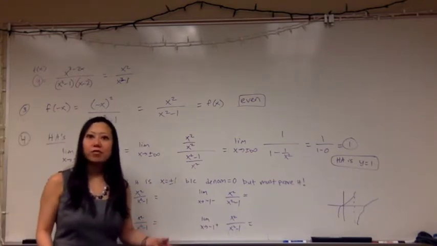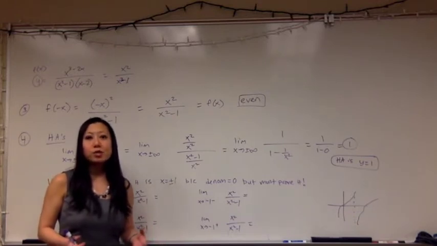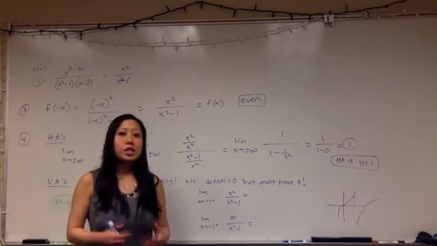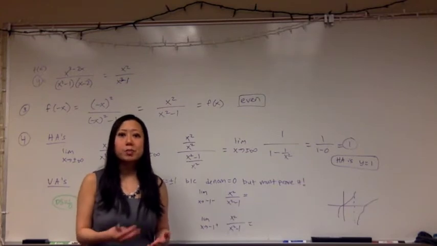negative infinity. Because if you think of the top approaching 1 and the bottom approaching 0, then it's 1 over a really, really small number, which is approaching either positive or negative infinity, depending on whether that really small number is positive or negative.